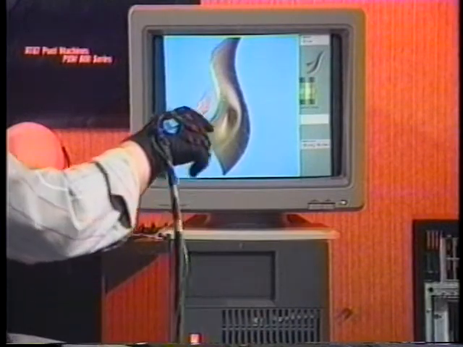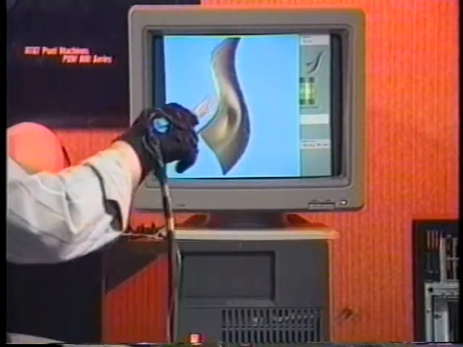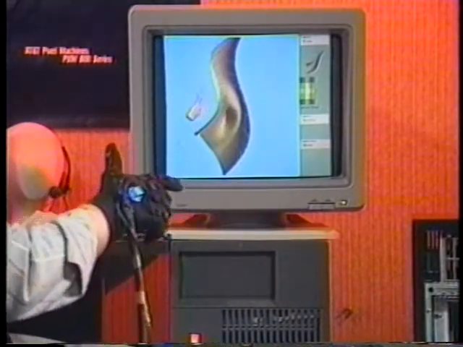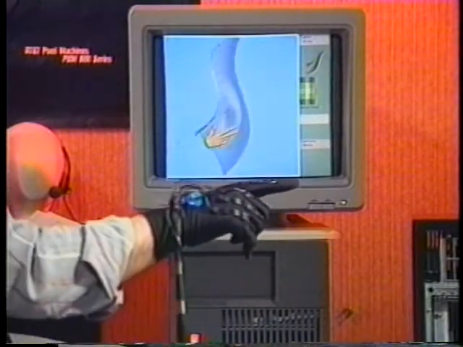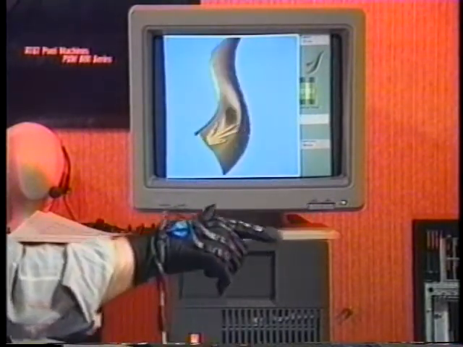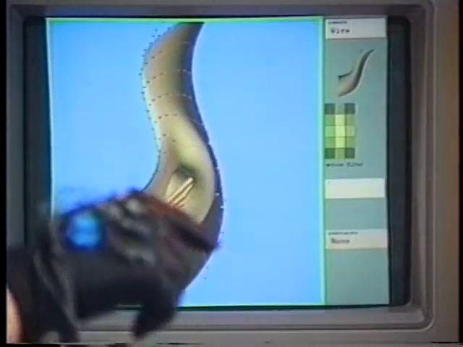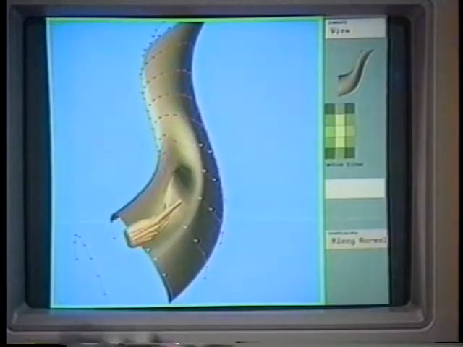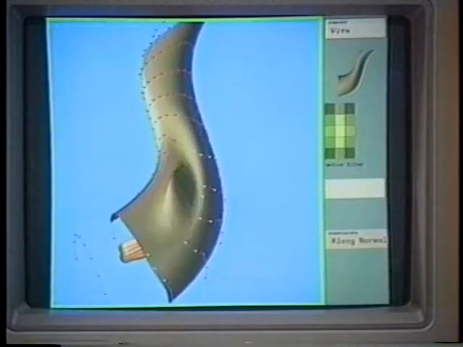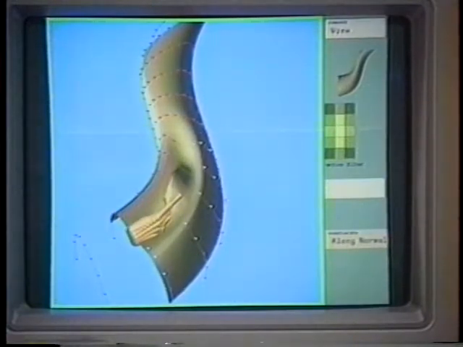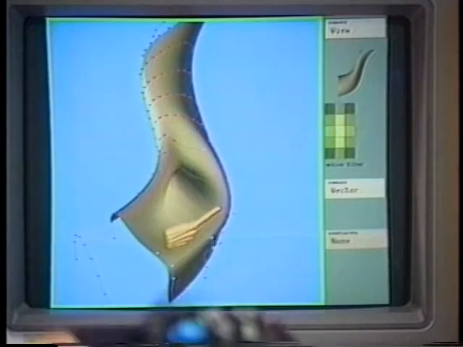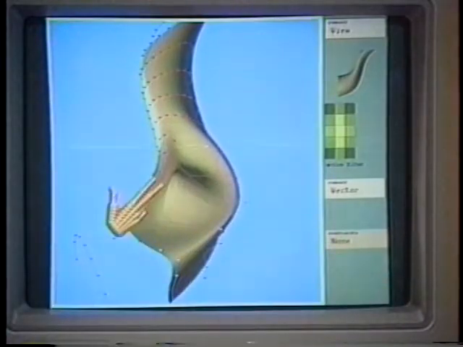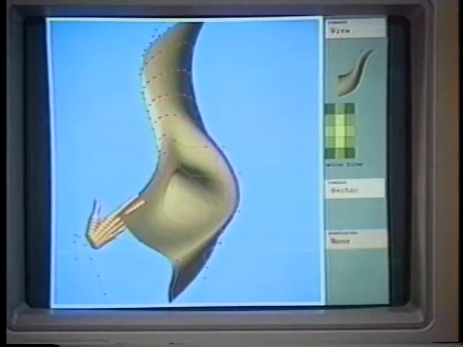Vector. Vector. Okay. Point. Drag. Vector. Vector. Okay. Rotate.